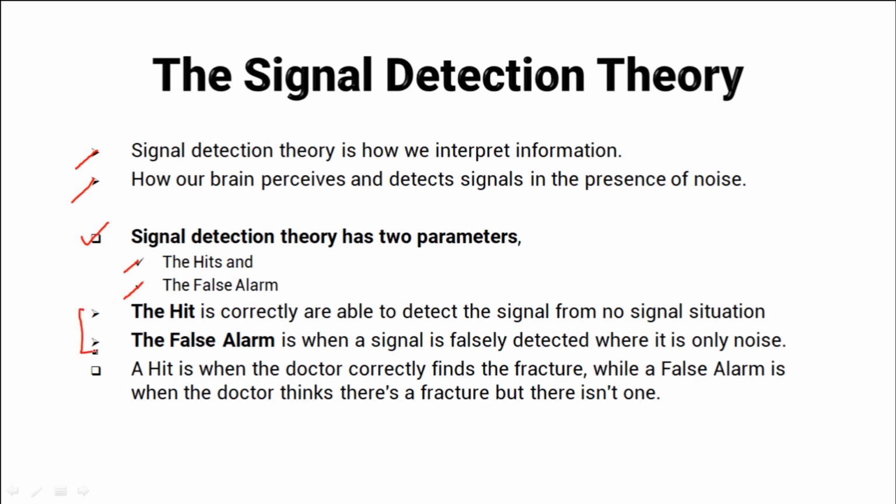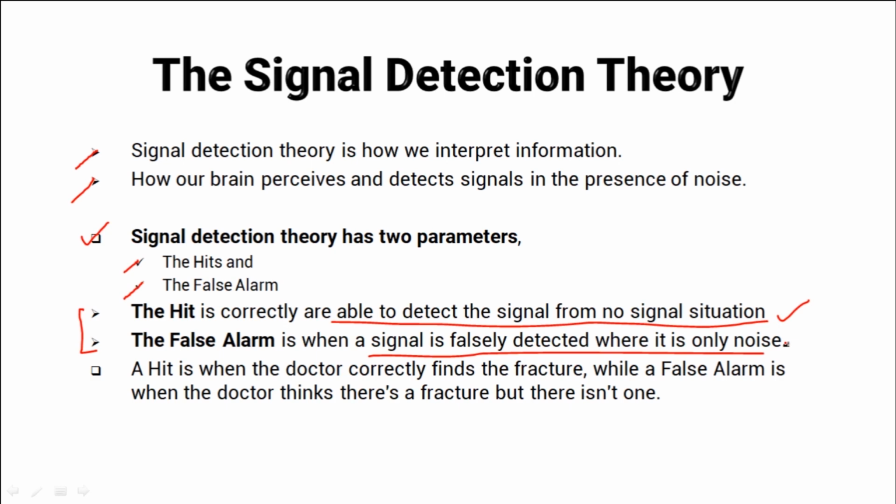A hit refers to situations where a signal is correctly detected. So when you are able to detect the signal correctly, as opposed to a no-signal situation, it is called a hit. A false alarm is when a signal is falsely detected where it is only noise. A false alarm happens when we think we detected a signal but it was just noise. This theory helps us understand how reliable our senses are and how we make decisions based on sensory information.